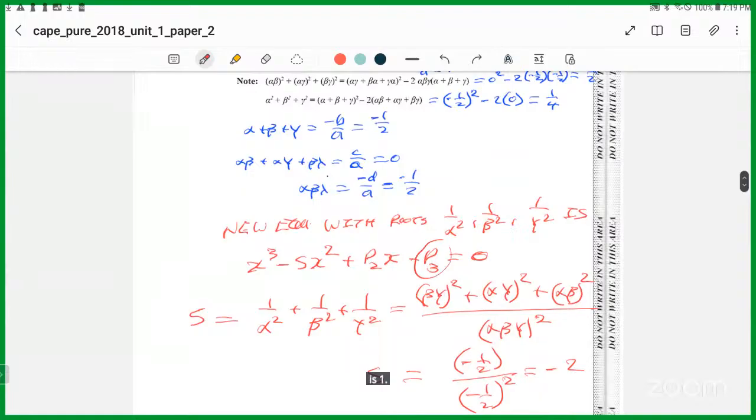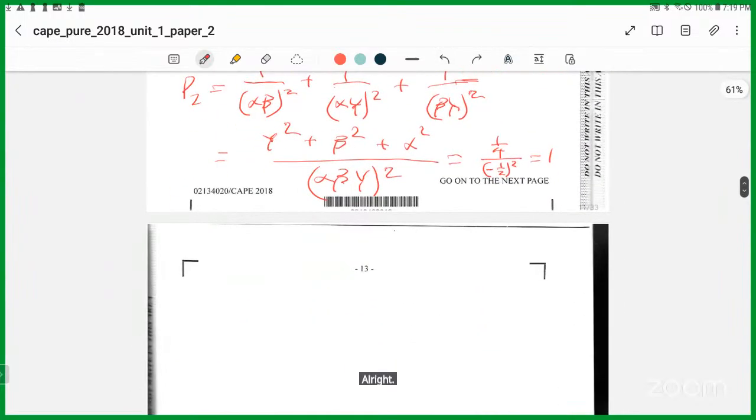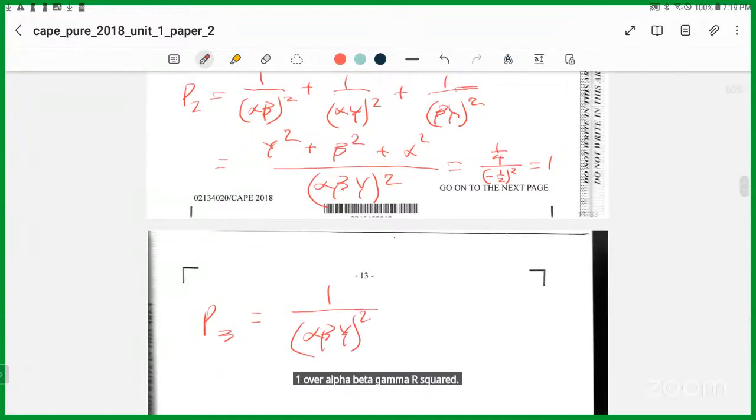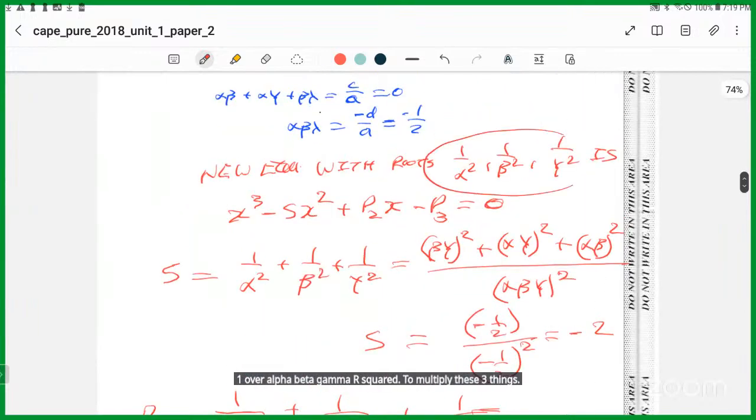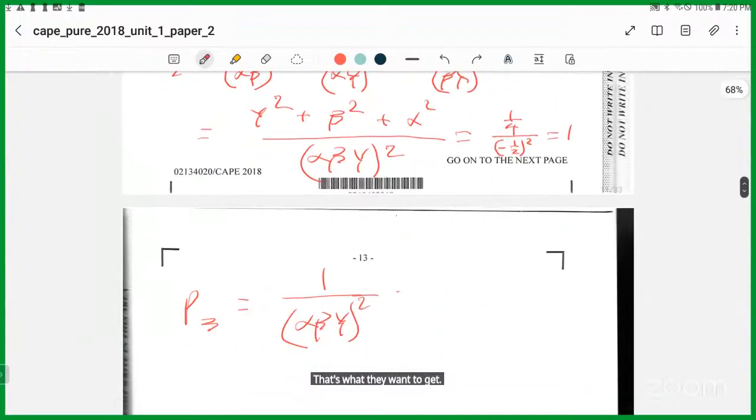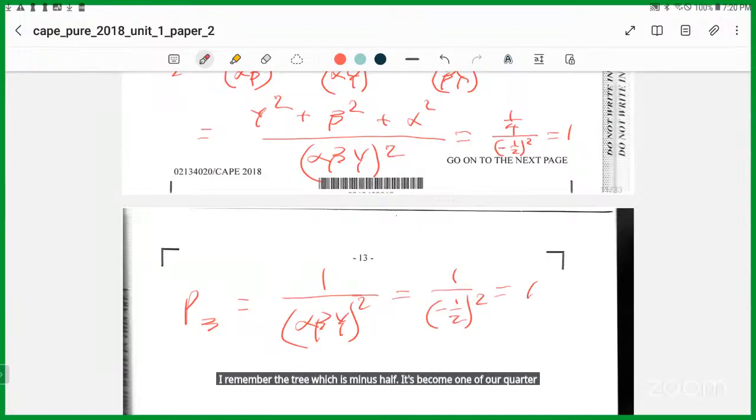We now need the product of these three roots. So P3 down here becomes 1 over alpha beta gamma, all squared, if you multiply these three things. Which becomes 1 over minus half squared. Remember, the product of the three is minus half. This becomes 1 over a quarter. 1 over a quarter is 4. So P3 is 4.